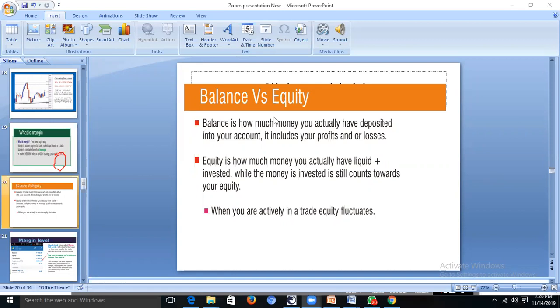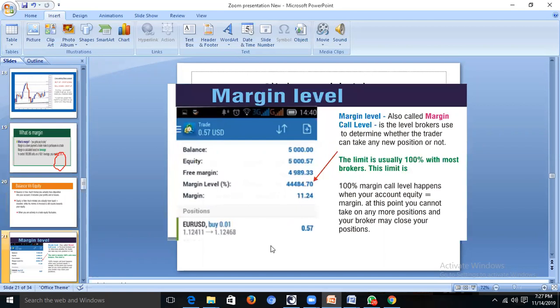All right. So on your MetaTrader 4, you are going to be seeing something like balance and equity. Balance is how much money you actually have deposited into your account. It includes your profit and losses. Equity is how much money you actually have liquid plus invested. While the money is invested, it still counts towards your equity. When you're actively in a trade, equity fluctuates. Let me show you what I mean. This is very, very important, so pay close attention to this.